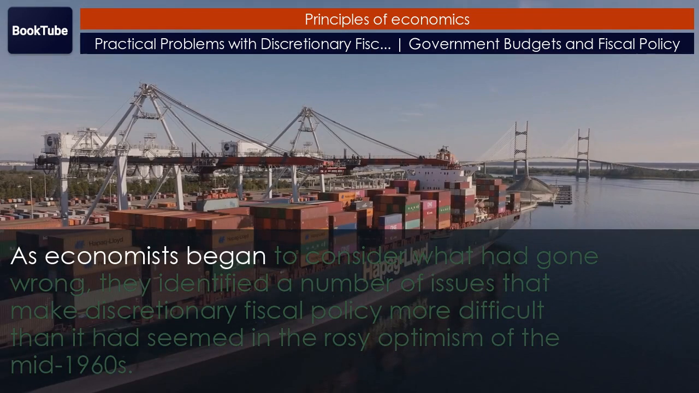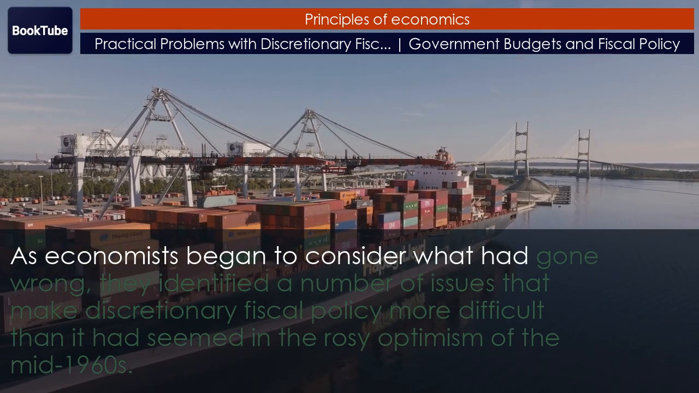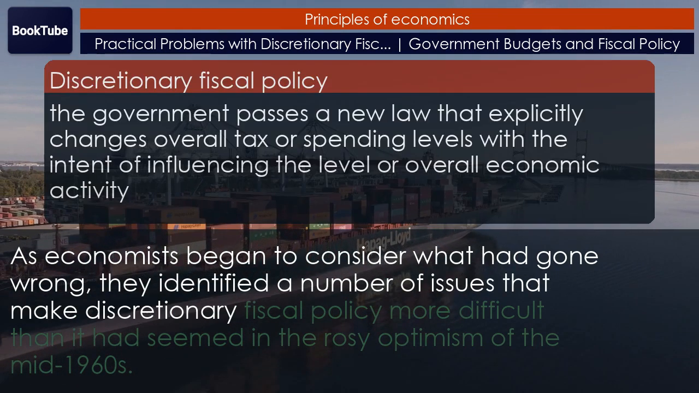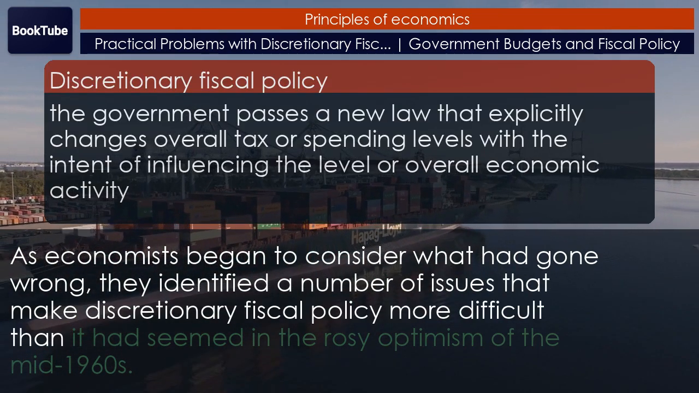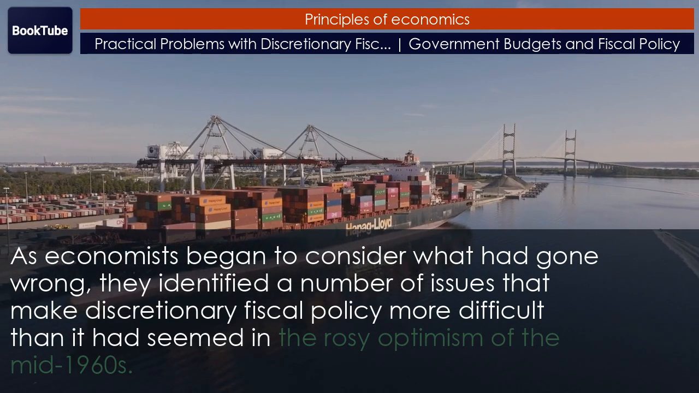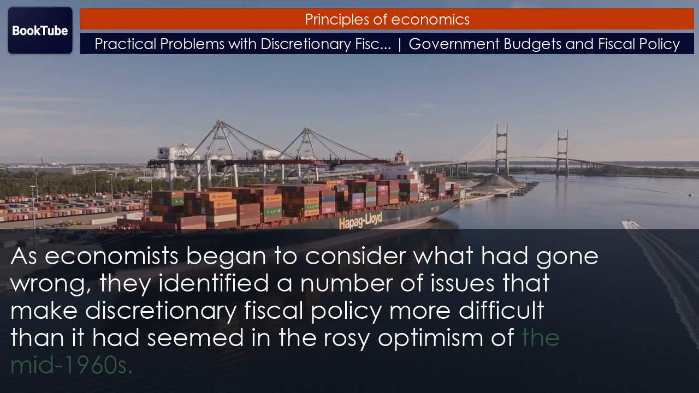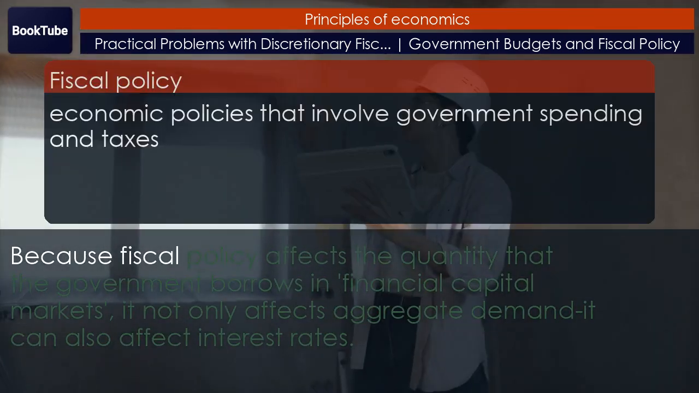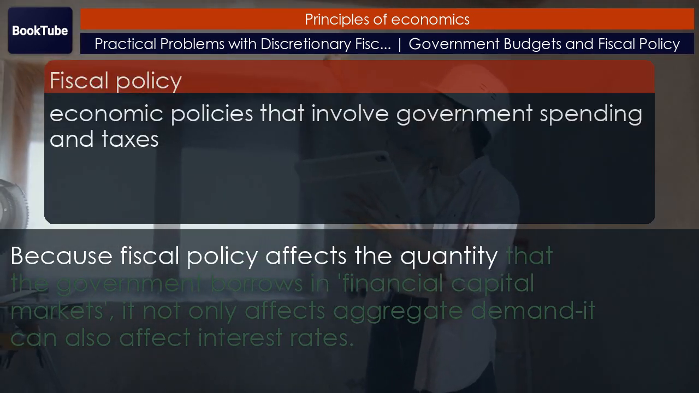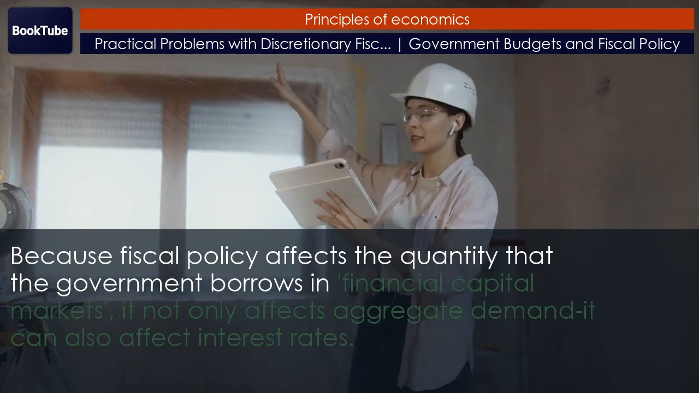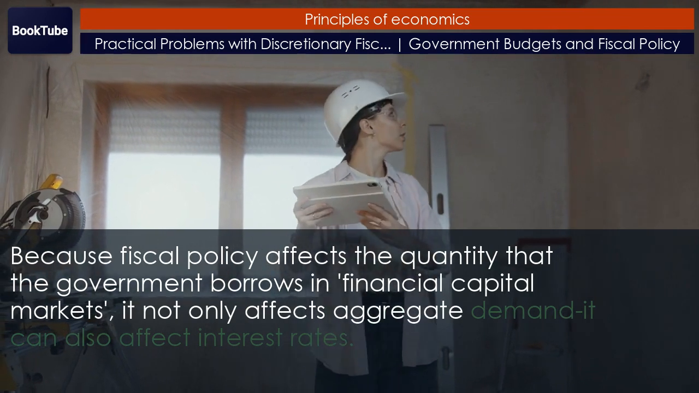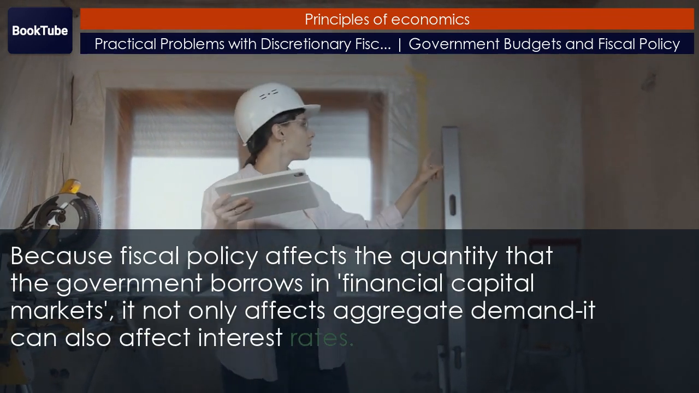As economists began to consider what had gone wrong, they identified a number of issues that make discretionary fiscal policy more difficult than it had seemed in the rosy optimism of the mid-1960s. Fiscal policy and interest rates. Because fiscal policy affects the quantity that the government borrows in financial capital markets, it not only affects aggregate demand, it can also affect interest rates.